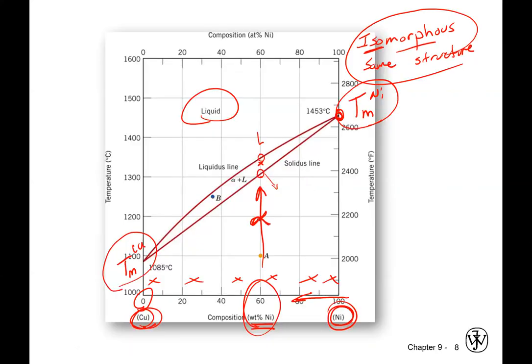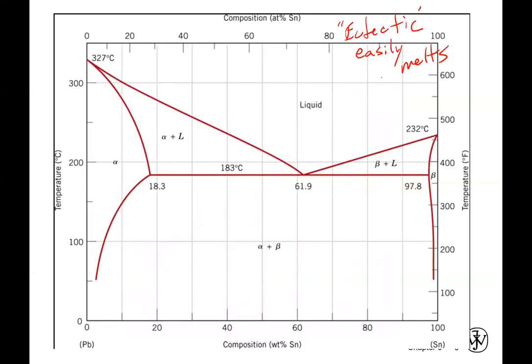So in the previous diagram, you saw how the melting point changed from one end to the other. Now we'll see that the melting point here that marks the two ends, that's actually higher than where the alloy can become a full liquid and melt. Okay, so this is something unique going on.